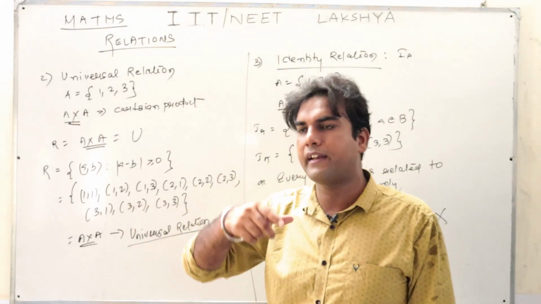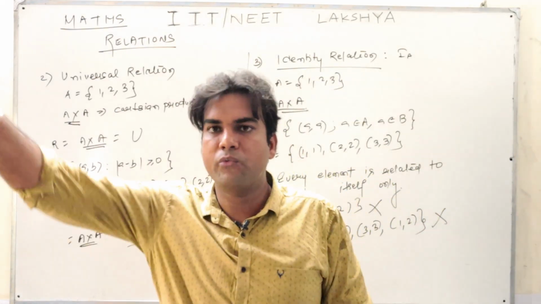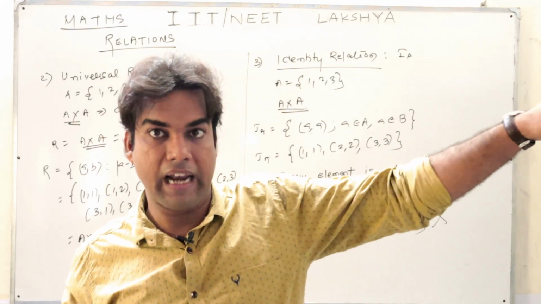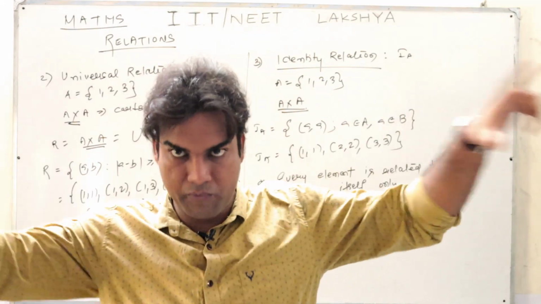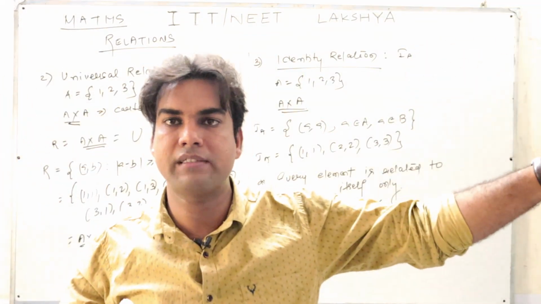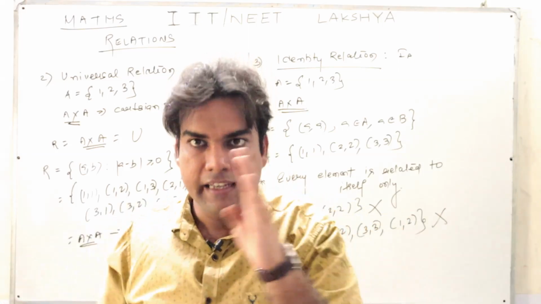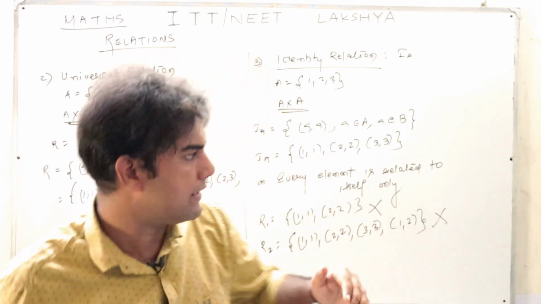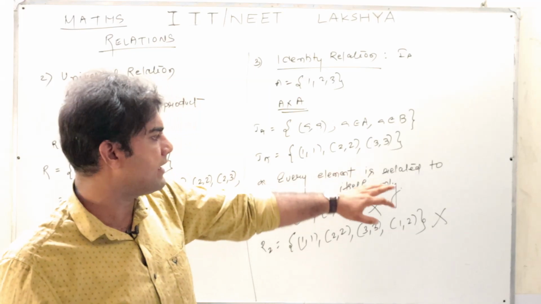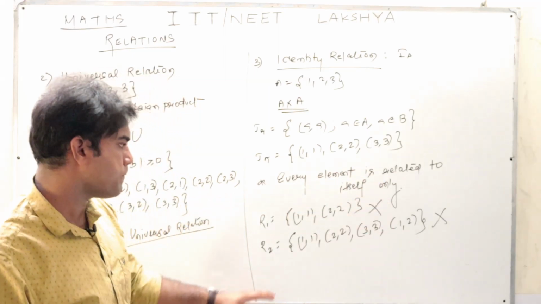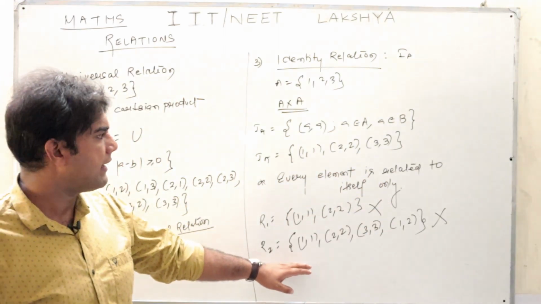This is the universal relation. Void relation means phi. A to A, your last subset, which is your final A cross A, that is your universal relation. In between, so many relations are there. In that, we are finding which is identity. So identity is where every element is related to itself only. I hope this makes it clear to you.